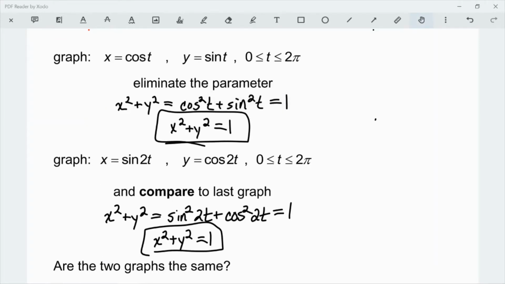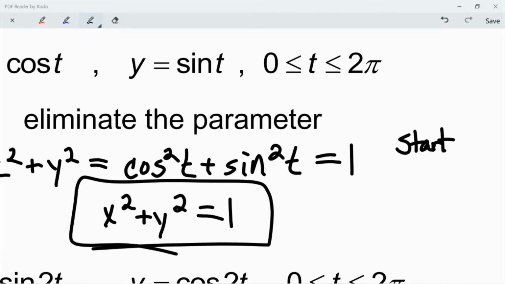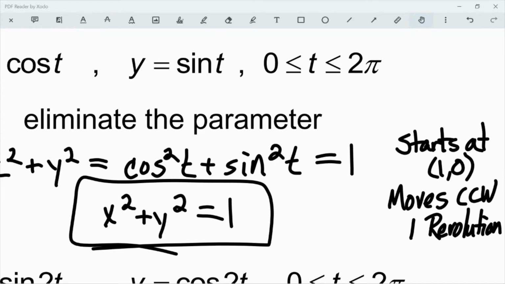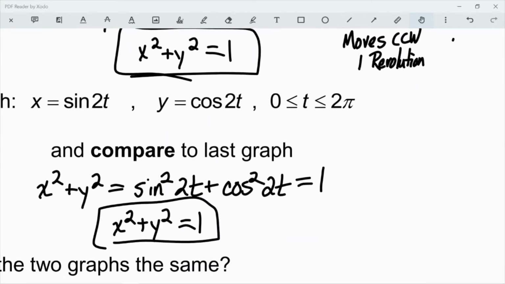What we have here on the first one, we had a situation where this started at the point 1, 0. And then as it rotated about the origin, it moved counterclockwise and it made 1 revolution about the origin. Okay, so yes, it was a circle, but it also started at 1, 0 and it moved counterclockwise. It made 1 revolution. Well, for the second one, this time it started at 0, 1.